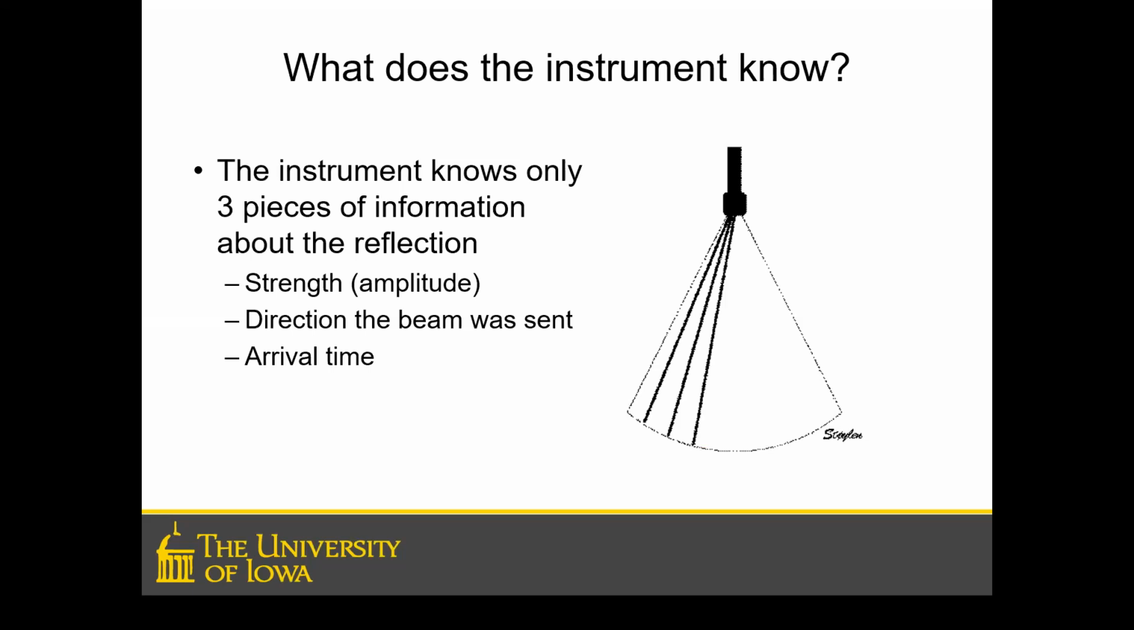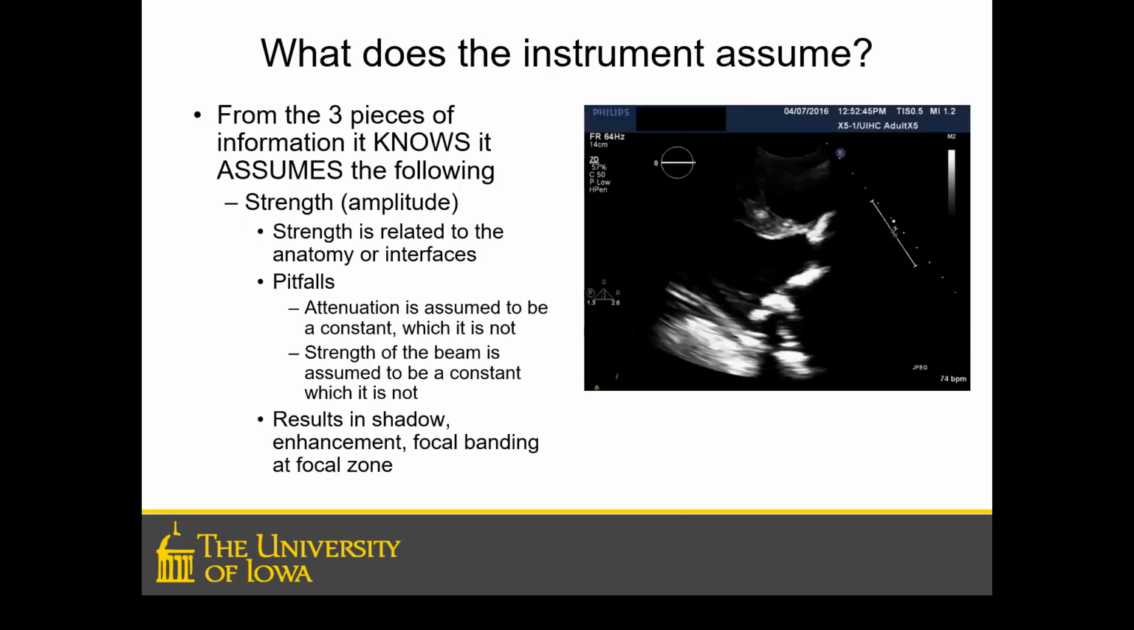So now we know what the instrument knows. It really knows three pieces of information about each reflection. It knows the strength, it knows the direction that the beam was sent out, and it knows the arrival time that that reflection came back. From those three pieces of information, there are many assumptions that are made, and it's unfortunately these assumptions that result in the artifacts that we may see. First, we'll talk about strength.